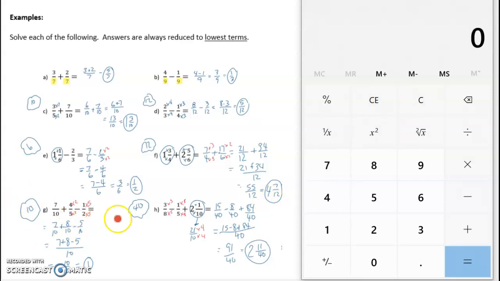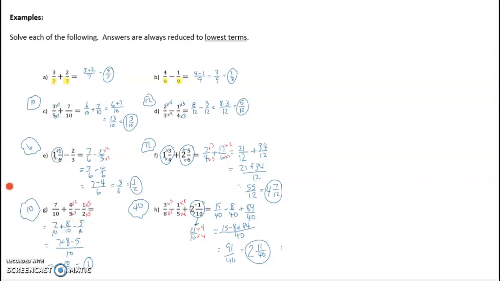Okay, we'll go to our next question. G, 7/10 plus 4/5 minus 1/2. So we have a denominator of 10, 5, and 2. Okay, so we can multiply 5 by 2 to get 10, and we can multiply 2 by 5 to get 10. So that's exactly what happens. So 7/10 stays the same. This fraction, 4 times 2 is 8. 5 times 2 is 10. And then we have to subtract this one. And then 1 times 5 is 5. And 2 times 5 is 10. So that's how we came up with 5/10.